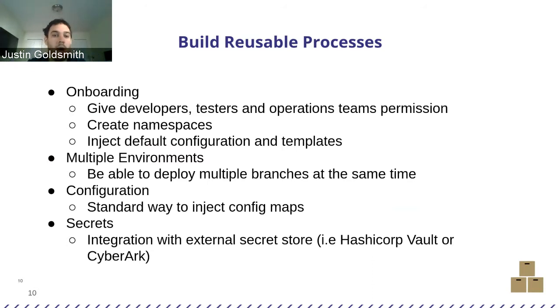So what does this do? We're able to give developers, testers, and operations teams the permissions they need. So it gives, for example, developers edit access in their dev namespace, testers that access in QA and UAT, and the operations team are the only people that get that permission in their production clusters. We create namespaces, so we create dev, QA, UAT, production, whatever namespaces these application teams need. And then we also create a way to inject the default configuration and templates that they need to get started into their Git repo directly.